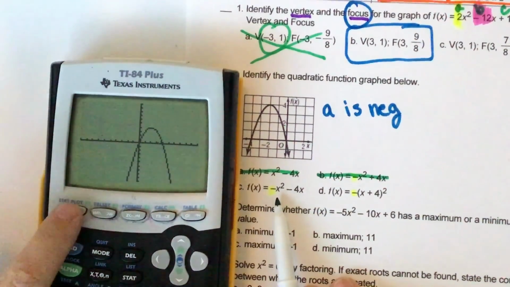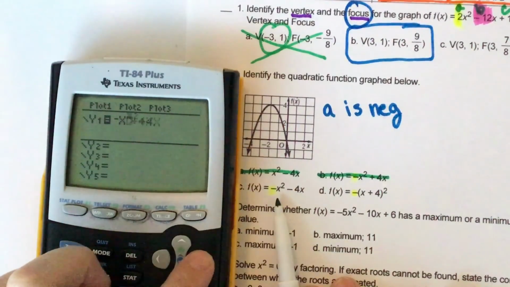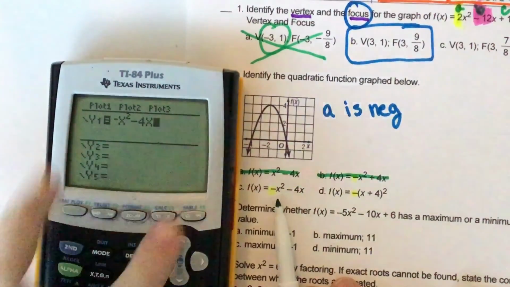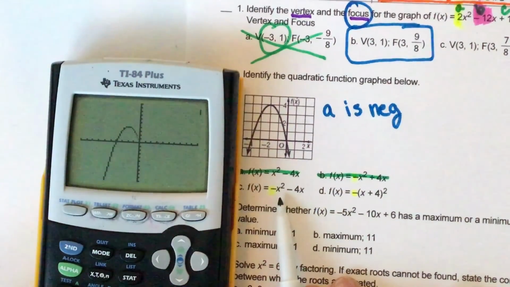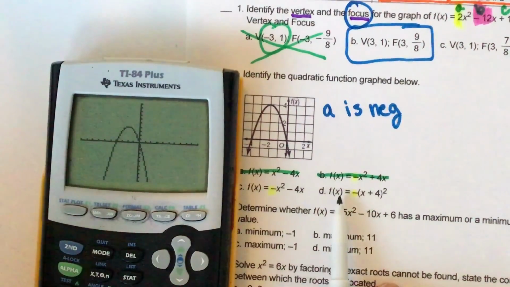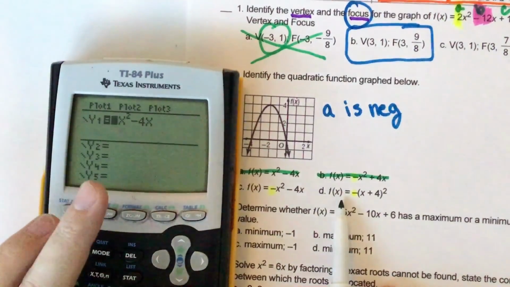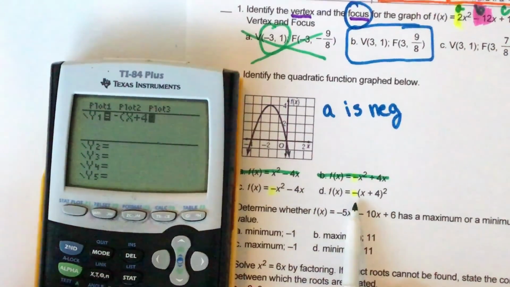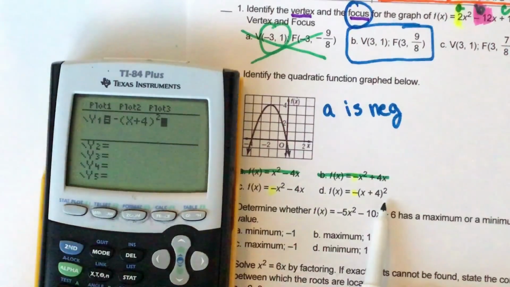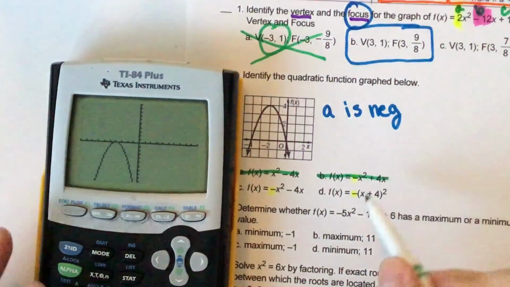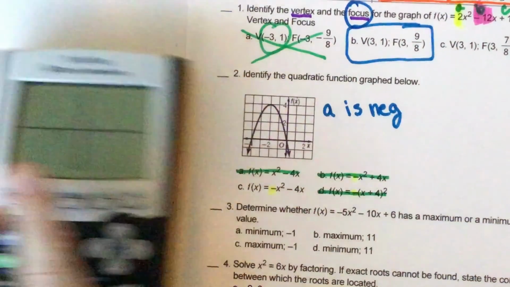Let me try answer choice C. It has negative x squared minus 4x. Let me hit graph. Without looking really closely, that looks pretty good. Let's look at answer choice D. Answer choice D has a negative, parentheses, x plus 4, close the parentheses and square it. Let me hit graph, and that's definitely not it. So it must be answer choice C.